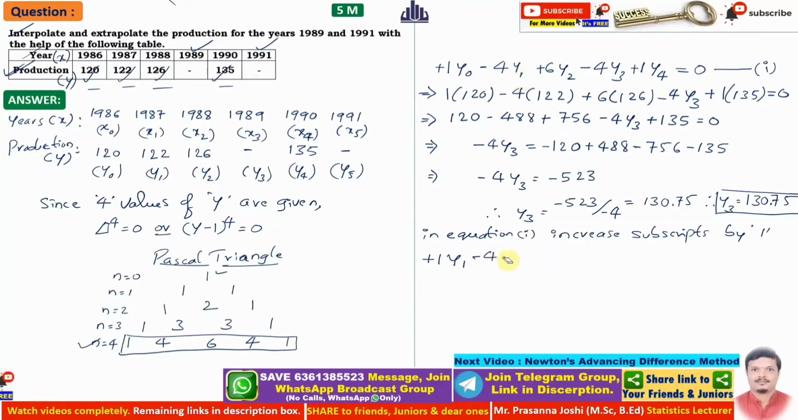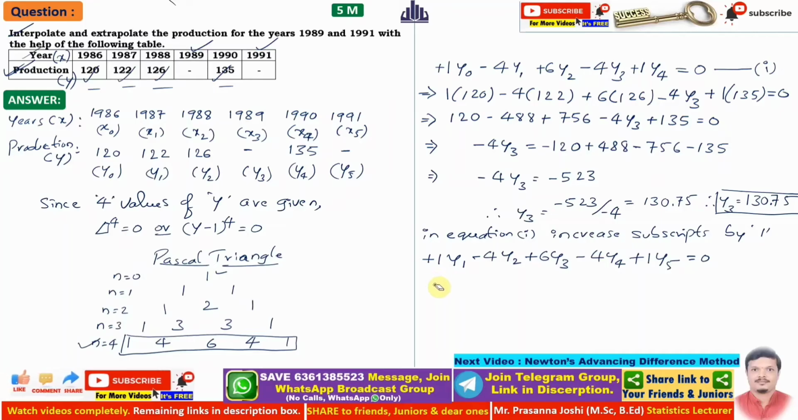y1 is there, make it as y2. Plus 6 y2 is there, plus 6 as it is. y3 it becomes, so plus 6 y3, minus 4 y3 is there, that becomes minus 4 y4, plus 1 y4 is there. Let's make it to be 1 y5 is equal to 0 as it is.